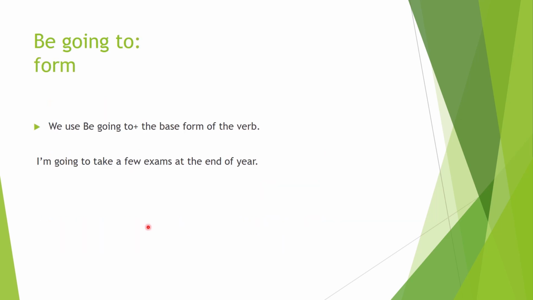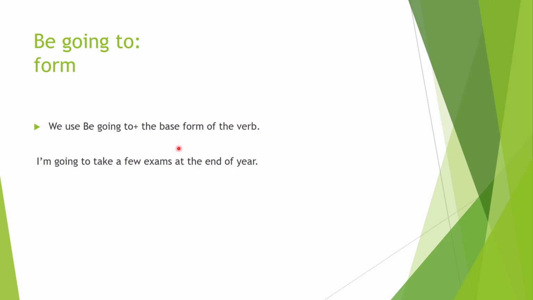Okay? How to form be going to? We use be: am, is, are. And then going to, and then the base form of the verb. I am going to take a few exams at the end of the year. So here, you have to know that we use the base form of the verb with be going to.